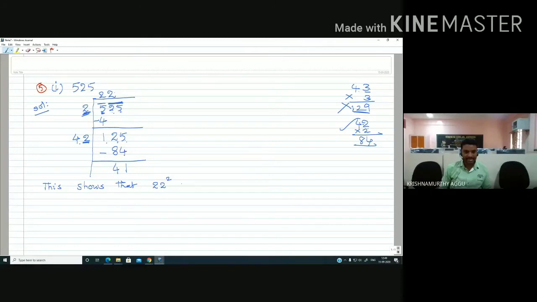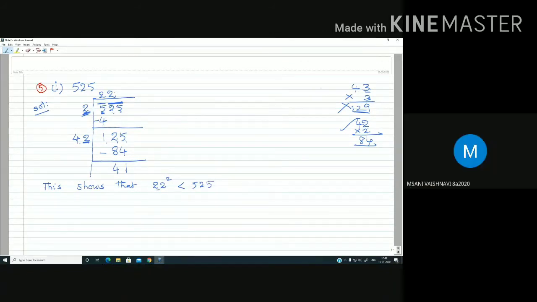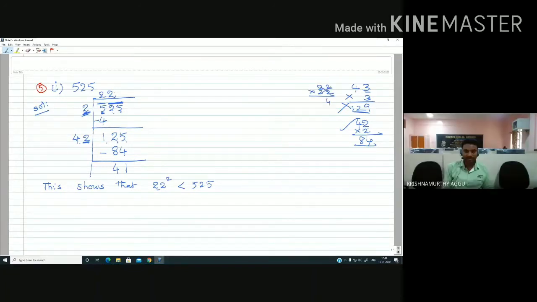22 square is less than 525. Is it correct? Yes, sir. 22 square is 22 into 2 into 2 is 4, 2 into 2 is 4, 2 into 2 is 4, 4 plus 4 is 8, 2 into 2 is 4, 484. So 484 is less than 525. So in this question what you need to do? 22 square is less than 525.